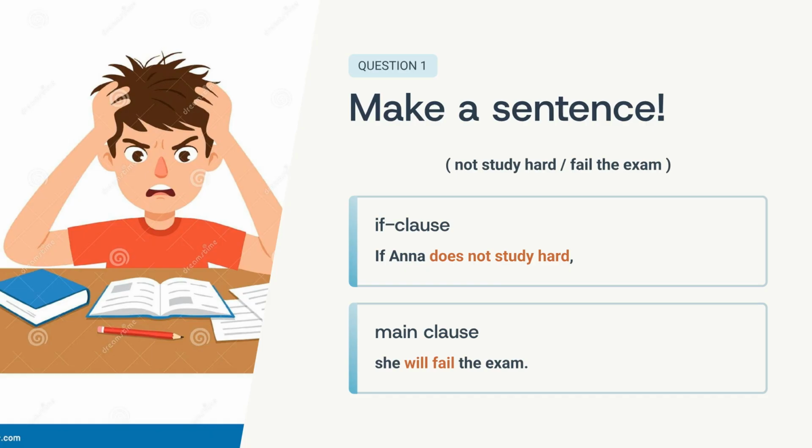Look at question 1. Make a sentence. Using the clue words not study hard and fail the exam, what is our sentence? The if clause is if Anna does not study hard. The main clause is she will fail the exam. Putting them together, our complete sentence is if Anna does not study hard, she will fail the exam.